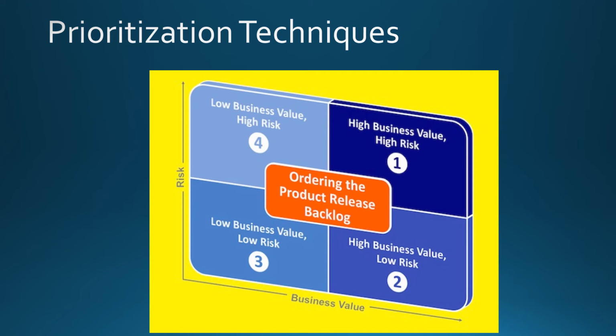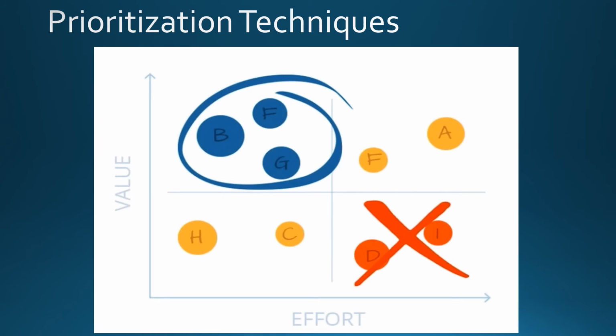Another prioritization technique is evaluating your risk and business value. Try to identify high risk and high business value items and prioritize those first. The second priority should go to high business value and low risk items. The third priority should go to low business value and low risk. And you don't need to work on the low business value and high risk items. That's the last priority. So we can use this grid, comparing the risk and business value. You always take high risk and high business value items as the top priority.